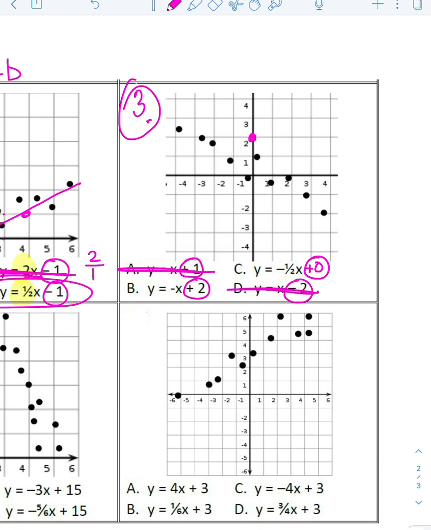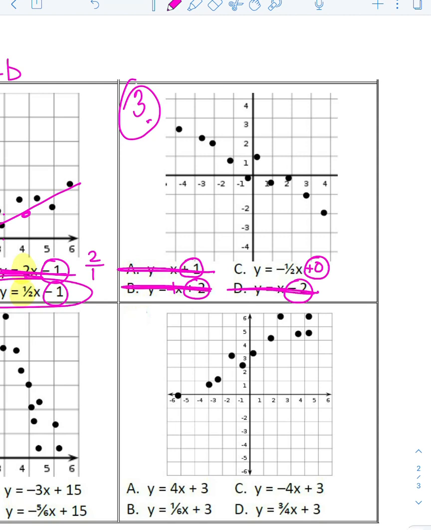It said a y-intercept of 2, and then the slope is negative 1. That means I rise down 1, run 2. Rise down 1, run 1. Rise down 1, run 1. Does that line look like it matches our dots? No. So that means choice B is not an appropriate choice.